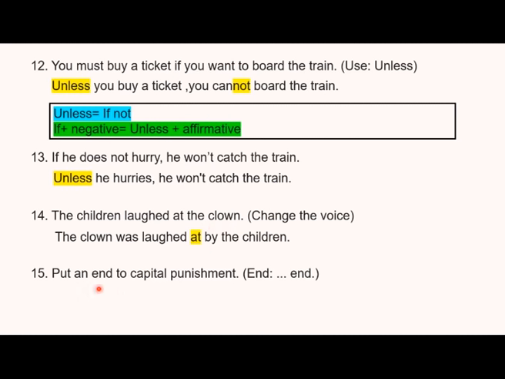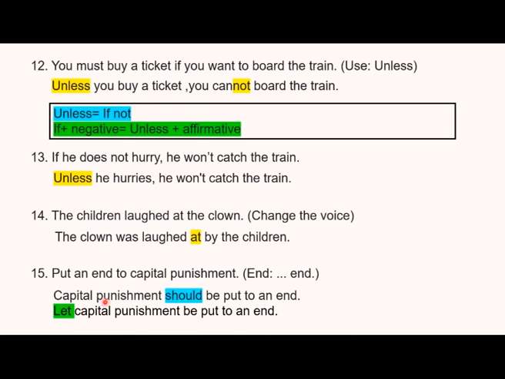Next, again, it's an imperative sentence. Put an end to capital punishment. Your answer can either be capital punishment should be put to an end, or the common one, let capital punishment be put to an end.